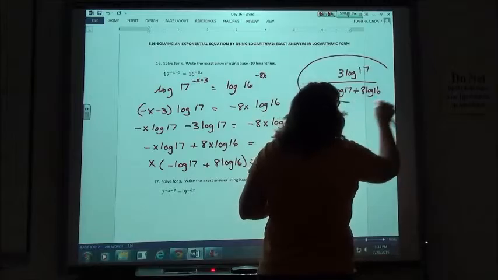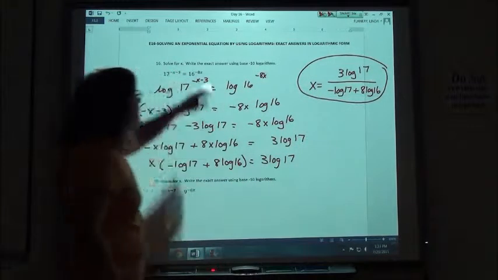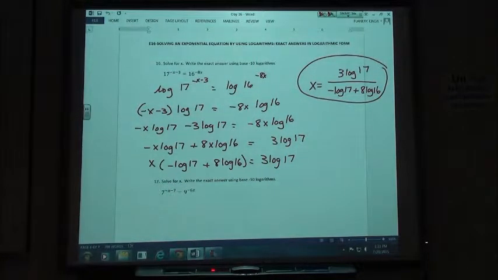And they don't want us to evaluate it, they just want you to use an exact answer. Otherwise, we'd have to use our calculator to evaluate approximately what that would be equal to.